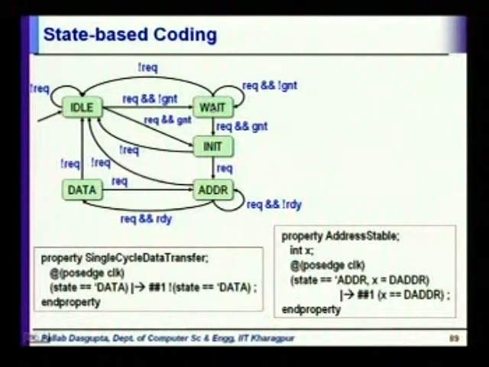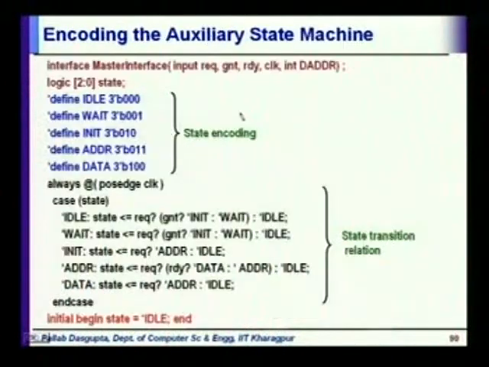to idle. If you get request, then you look for grant. If you get grant, you go to init. Otherwise, you stay in wait. Right. So that's what this one says. You check request, and then you check grant. If grant and request both are true, you go to init. If grant is false, you remain in wait. Otherwise, you return to idle. Right. So this is the state machine representation.